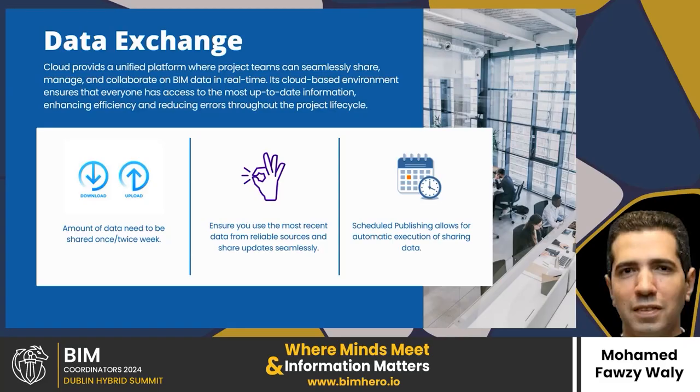Secondly, you are always sure that your team is working on the latest information received with no mistake in the version or the location of the updated data. For example, while using the ACC, you can do a scheduled publish for your data to make sure it is shared with other team members even if you are not in office, and avoid any human mistake of forgetting the date of sharing the information.